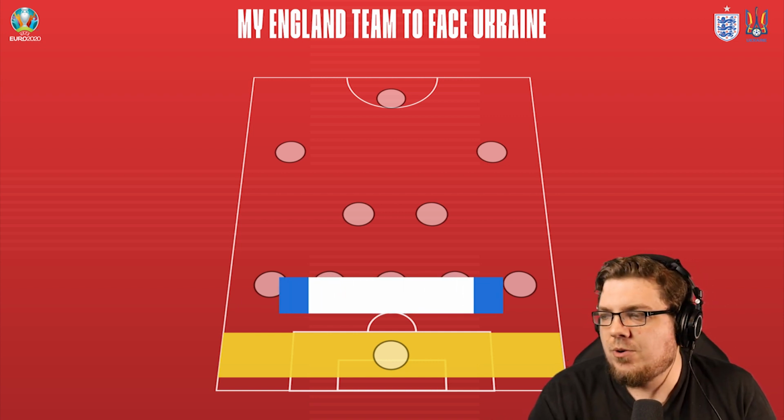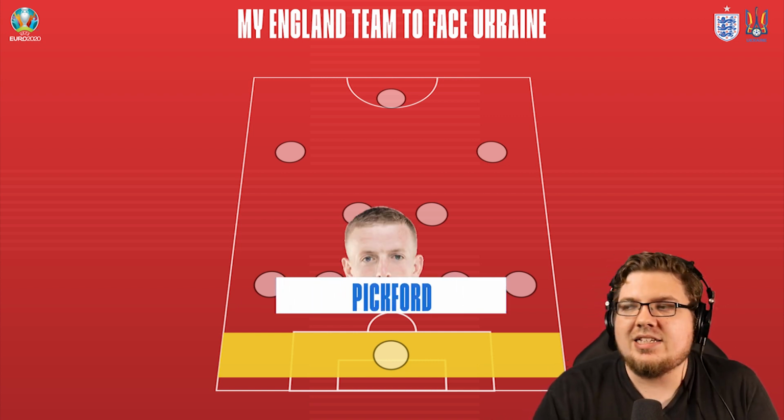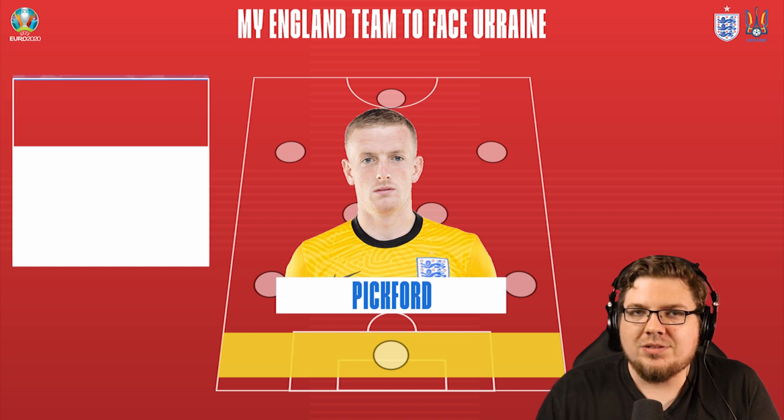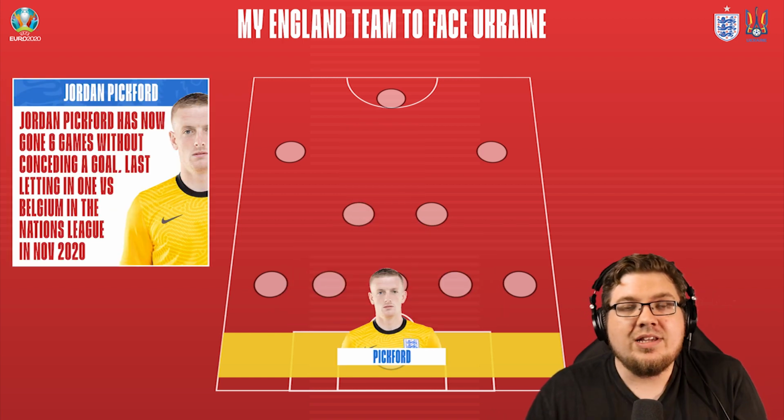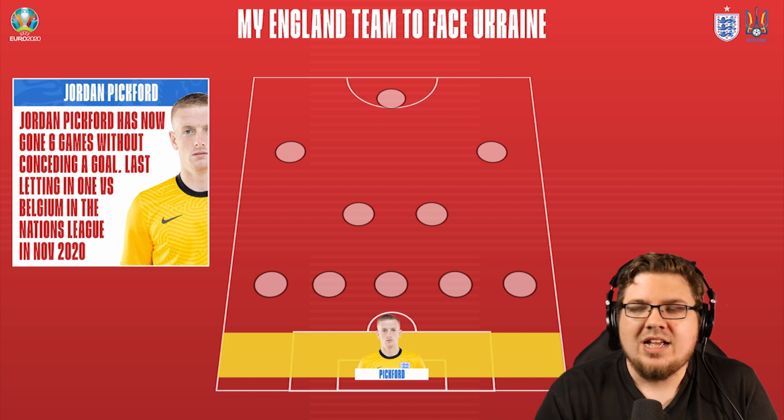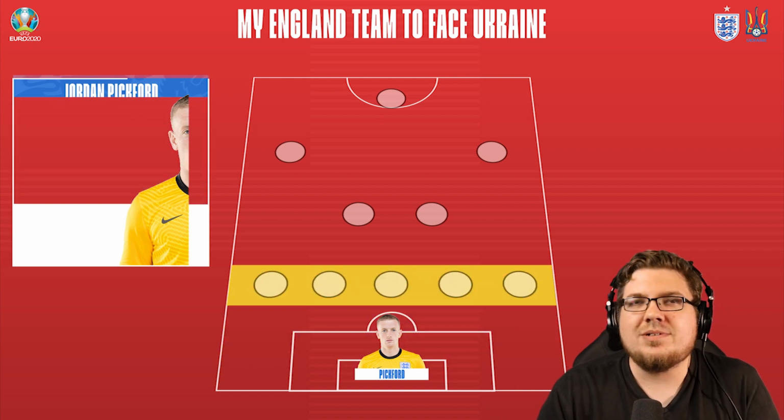So in goal, let's keep it straightforward. Jordan Pickford regains his place. He's continuing, again, my England player of the tournament. Like I said, pre-tournament, he's doing it. He's so much better for England than Everton. Terrifying. Rafa Benitez is Everton. That's a weird thing to say.